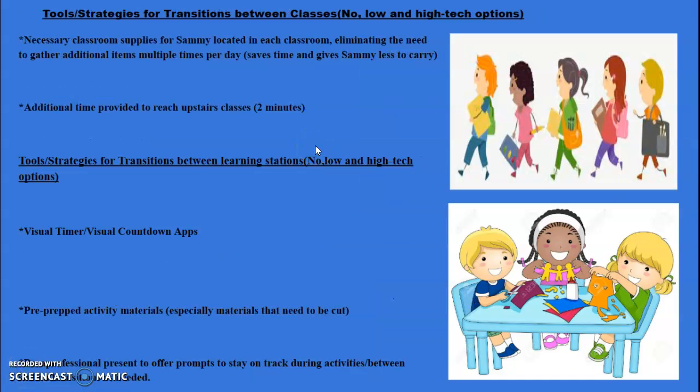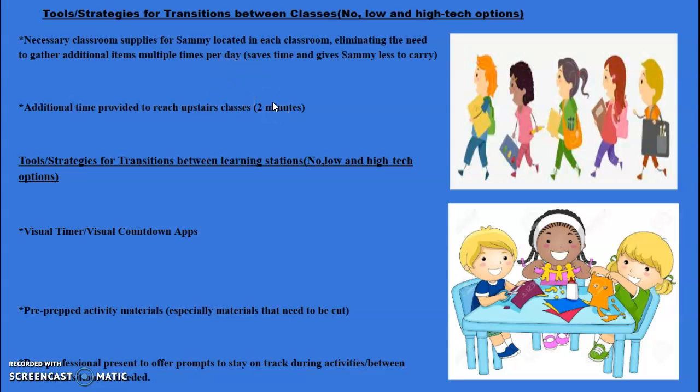Moving on to the next slide, looking at tools and strategies for transitions between classes. One thing that I considered was having necessary classroom supplies for Sammy be located in each classroom, which would eliminate the need to gather additional items multiple times a day. It would save time for Sammy and give him less to carry. I also considered additional time provided to reach upstairs classes, only really a period of a couple minutes, so he wouldn't feel as if he greatly stood out from his peers.